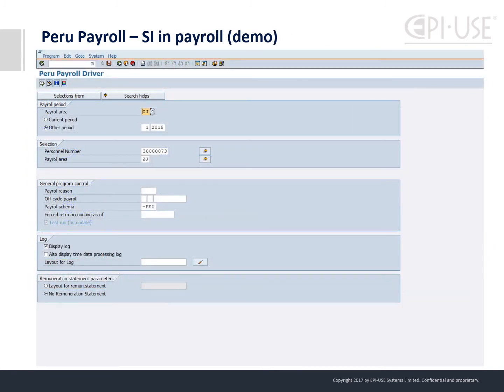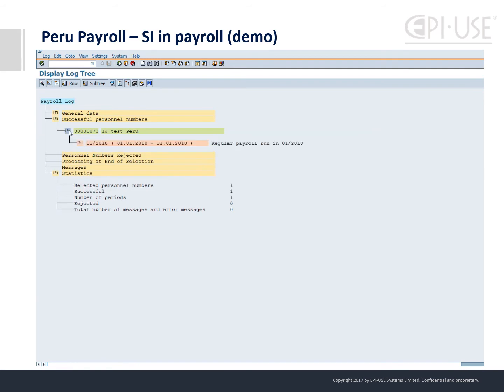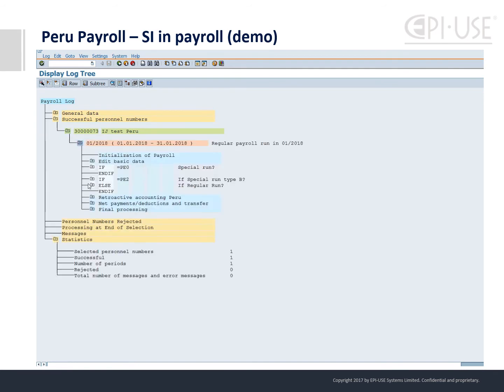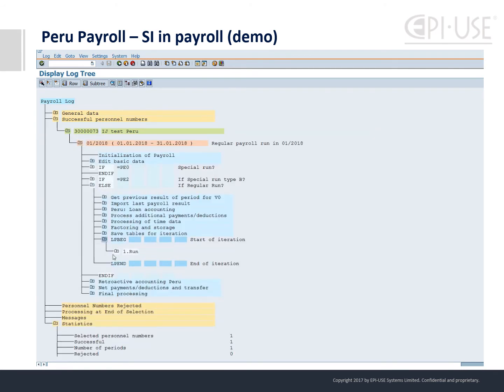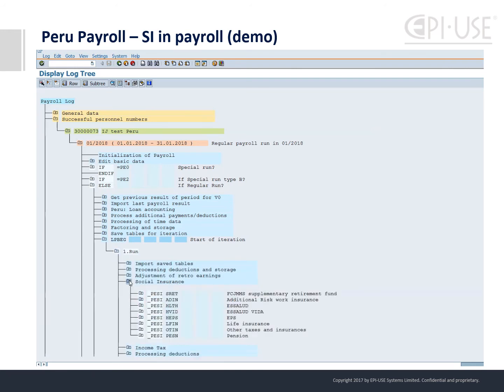To have a look at the social insurance calculations in payroll, we will run a payroll again with the Peru payroll driver, the Peru payroll schema. We will put on the log. Once we've run it, we will move down and expand the schema up to the point where we find the social insurance section. In here, we find a whole section for social insurances, and in here we will see there's a payroll function _PSI, and all the different sections are handled here.